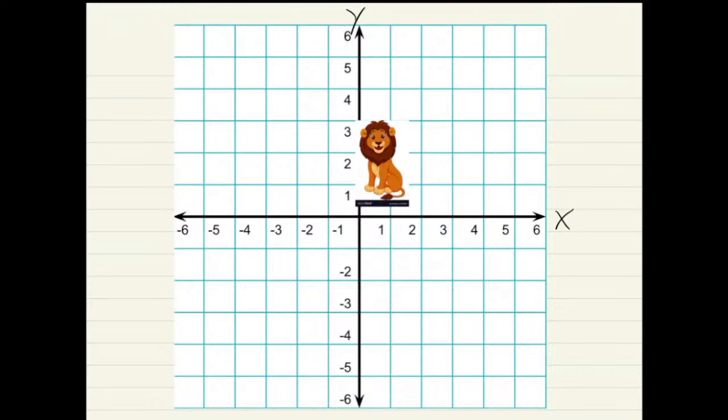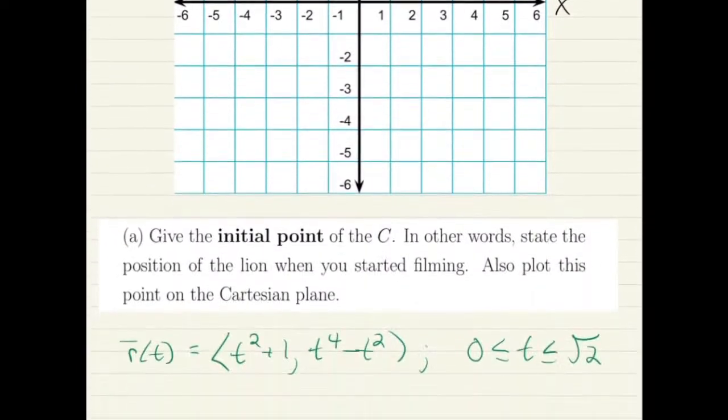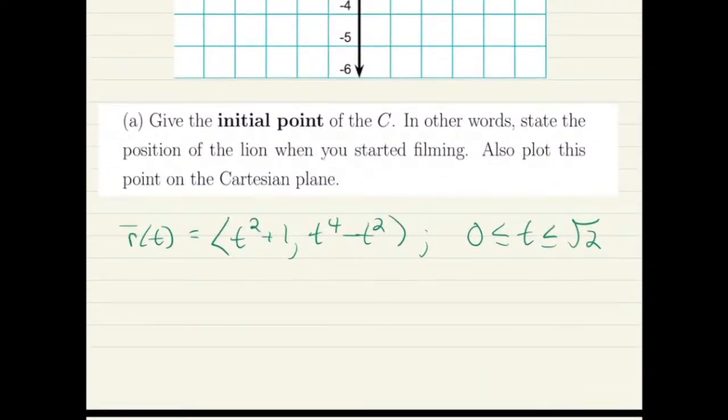I'm going to break this down. How do we graph this thing? Well, it helps to break things down into parts. So I will do that for you here, and then you can follow this strategy as you do your homework. First, give the initial point of the curve C.